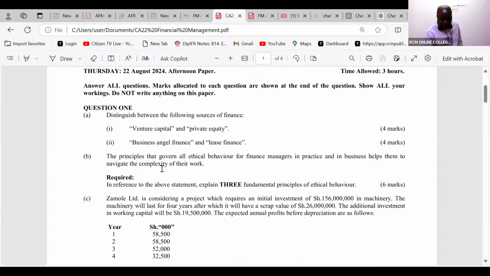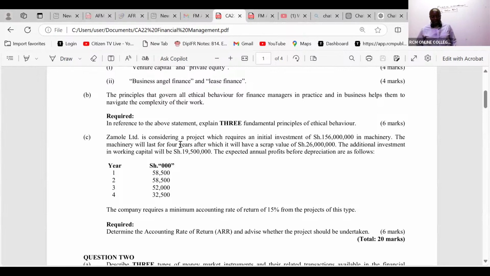Ladies and gentlemen, in part C, they are telling us that Zamole Limited is considering a project which requires an initial investment of shillings 156 million in machinery. The machinery will last for 4 years, after which it will have a scrap value of 26 million. The additional investment in working capital will be 19.5 million. The expected annual profit before depreciation and tax are as follows, for year 1, 2, all the way to 4. The company requires a minimum accounting rate of return of 15% from projects of this type. Required: determine the accounting rate of return and advise whether the project should be undertaken.